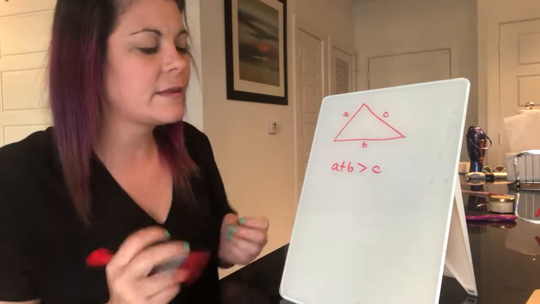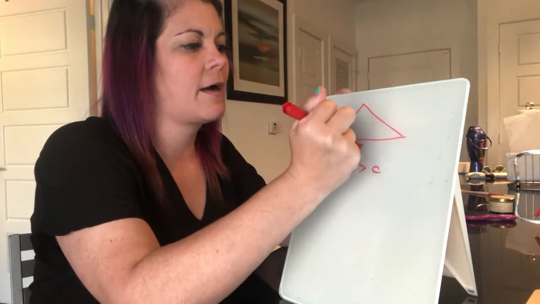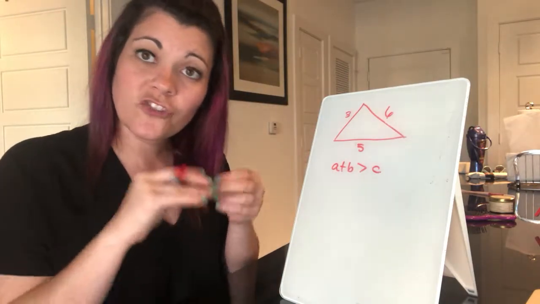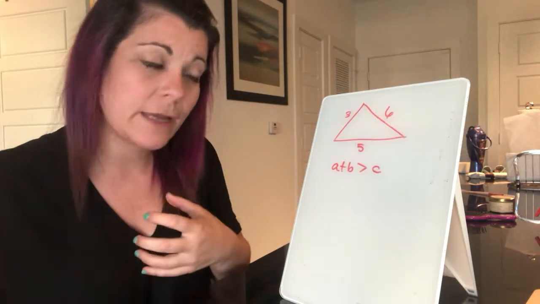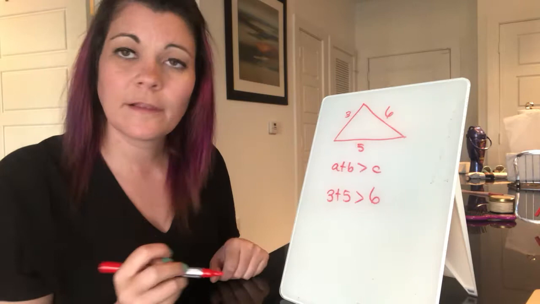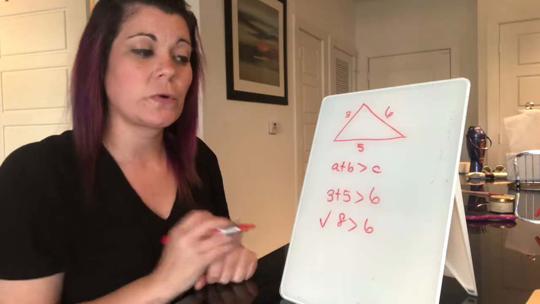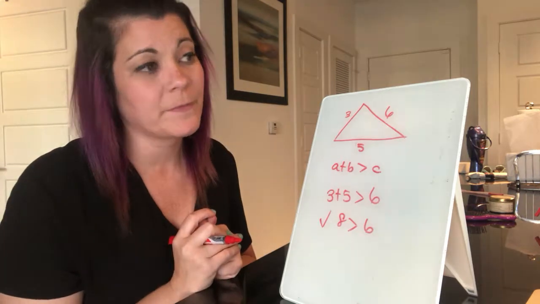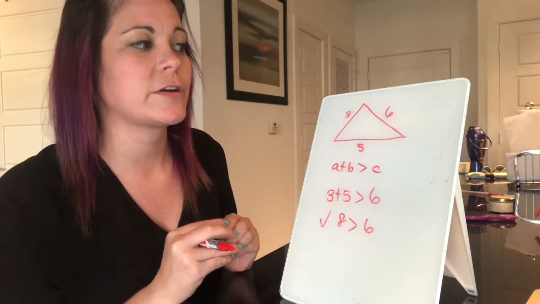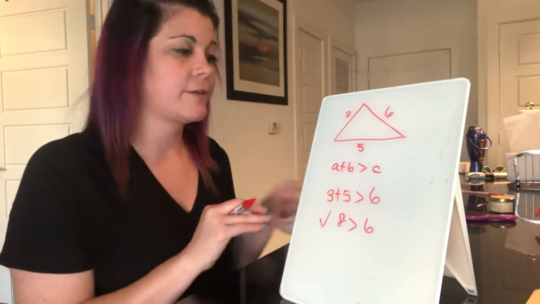So in this case, if I said that this was 3, this was 5, and this was 6, then the two shorter sides, their sum has to be greater than the longer side. So the two shorter sides, 3 plus 5, is it greater than the largest number? Yes, that is true. So that can make a triangle, okay? So the sum of the lengths of any two sides of a triangle is greater than the length of the third side. So in this case, let's find the range of the third side.